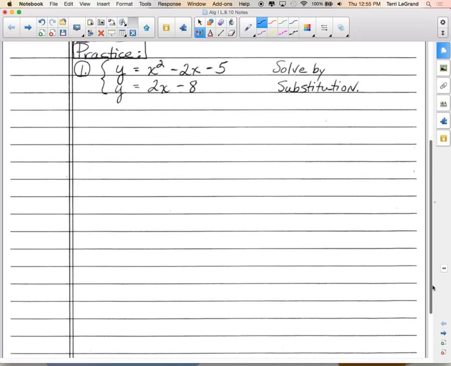So we have y equals x squared minus 2x minus 5. Tell me what type of a function is that one?